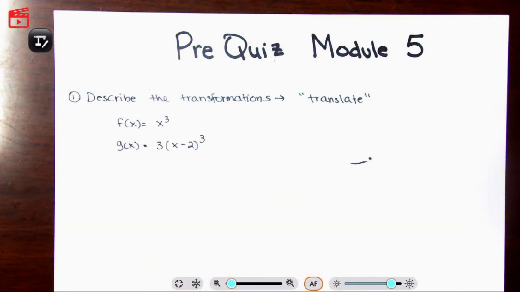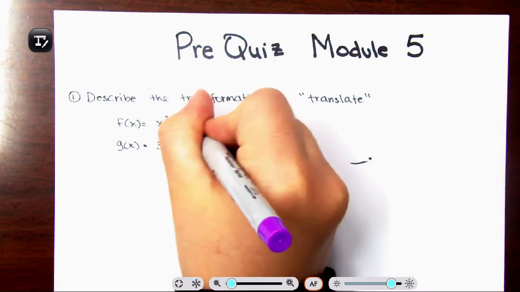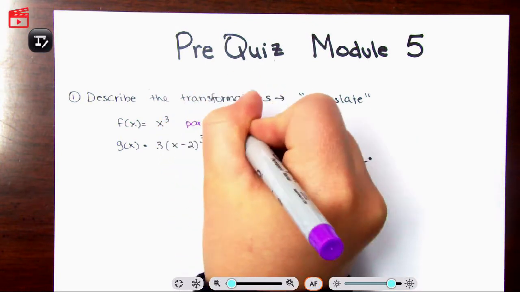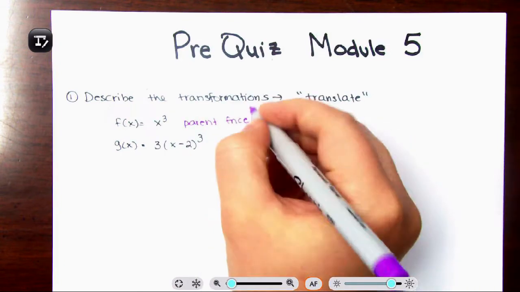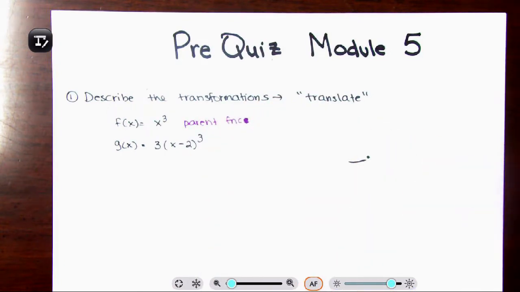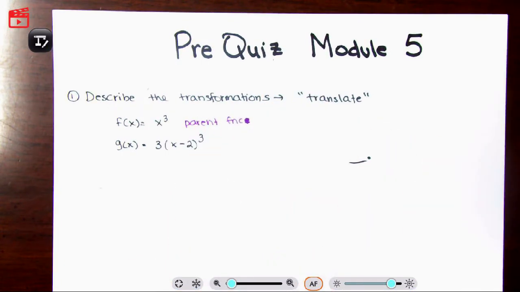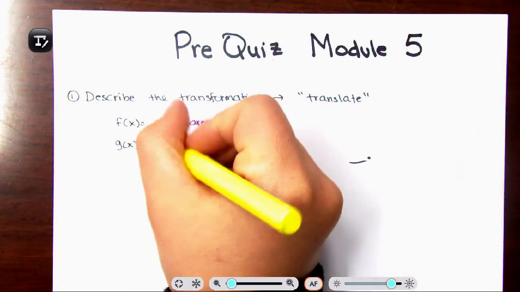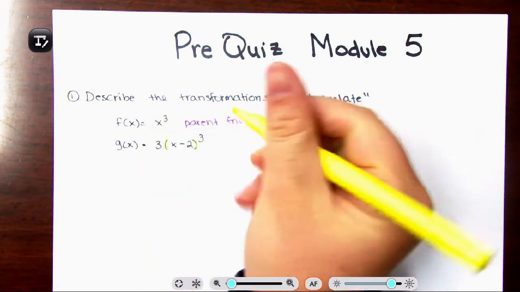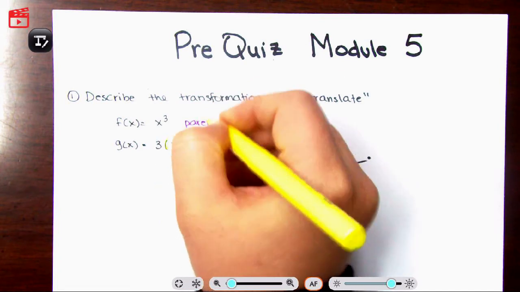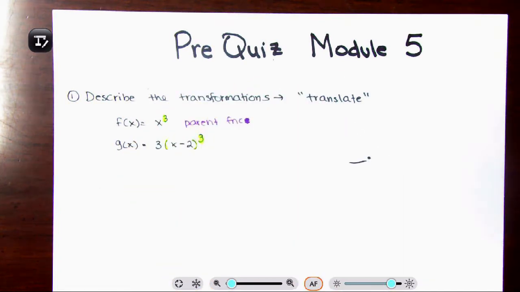So this here is our parent function. And then this here is our transformed. Okay, so notice that in the transform, there will be some characteristics of the parent. So we do have a bubble. Let's go ahead and point out the bubble. And then we have this exponent of 3. Notice that the exponent of 3 came from the parent and the bubble came from the parent.